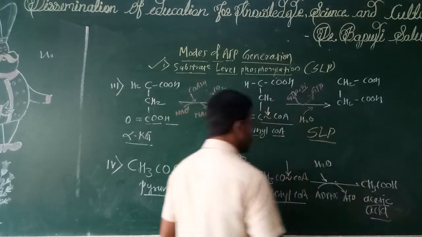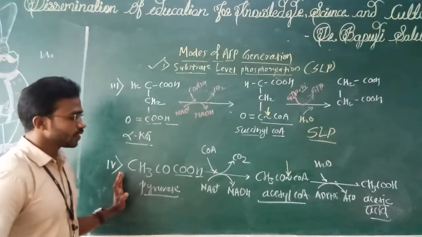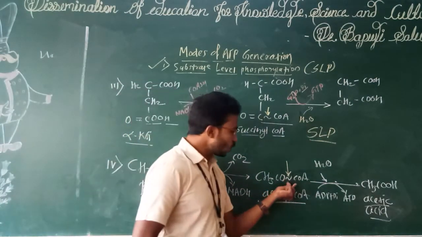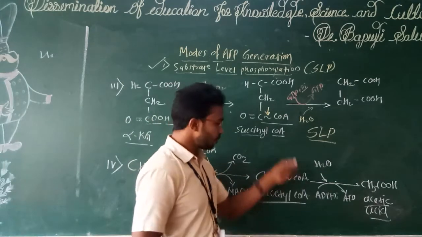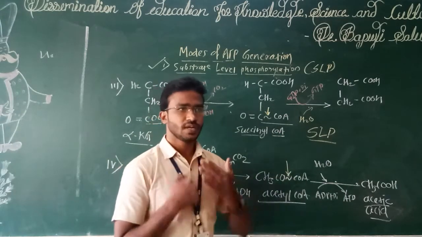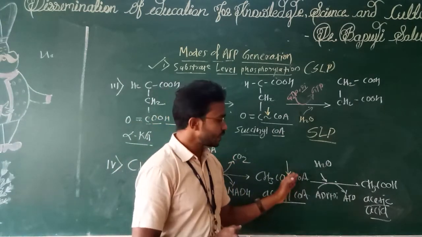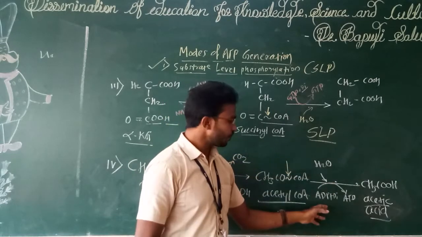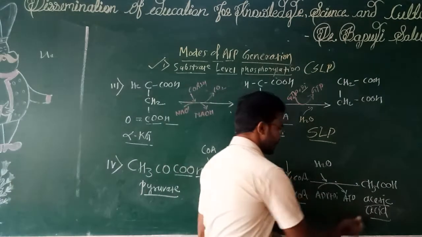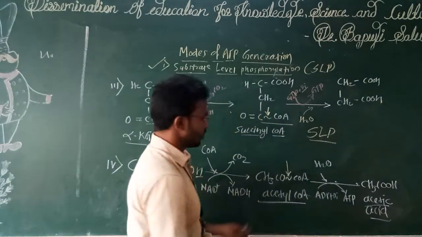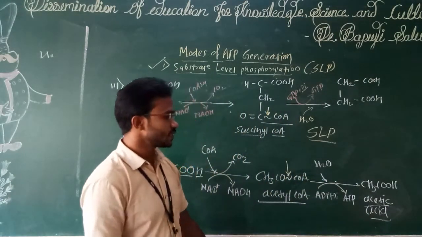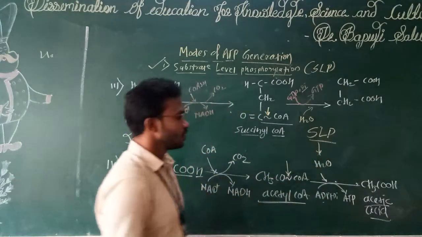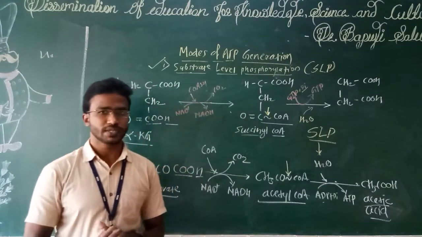So what happens in this reaction? First, pyruvate undergoes oxidative decarboxylation. That forms acetyl-CoA. Now acetyl-CoA has a high energy bond. The bond is broken down, hydrolyzed. The amount of energy released is used to synthesize ATP. By adding phosphate into ADP, ATP is synthesized, and that forms a compound called acetic acid with release of ATP. So this is the fourth example of substrate level phosphorylation.